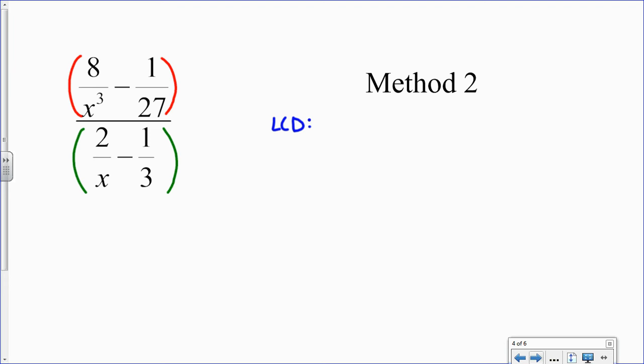Let's start with the numbers first. So what's the LCD between 27 and 3? 27. Okay, what about x cubed and x? X cubed. All right, I'm going to use this to cancel out all of my little denominators. So what I'm going to do is multiply top and bottom by 27x cubed. So I'm still just multiplying this by 1. Nothing's changing.